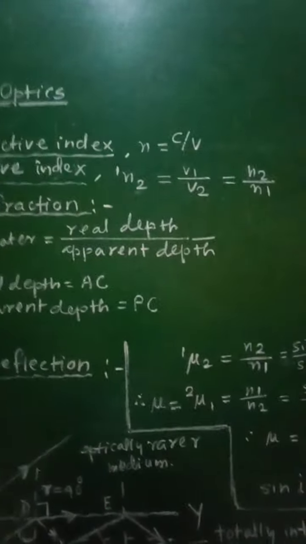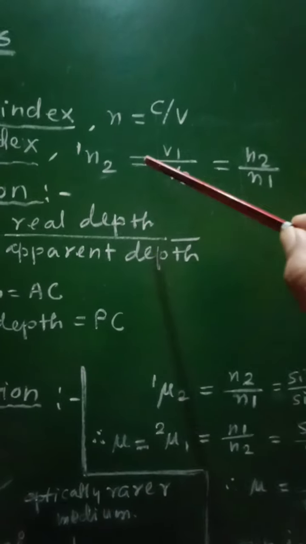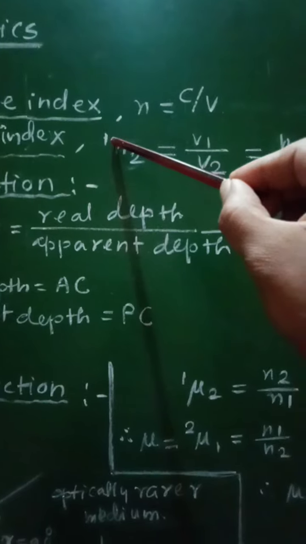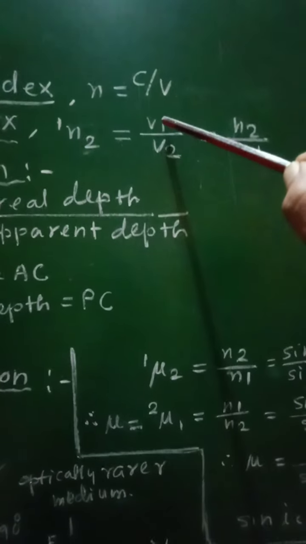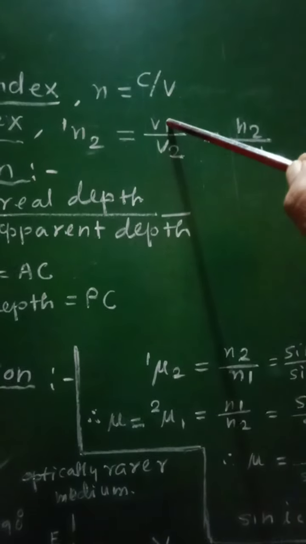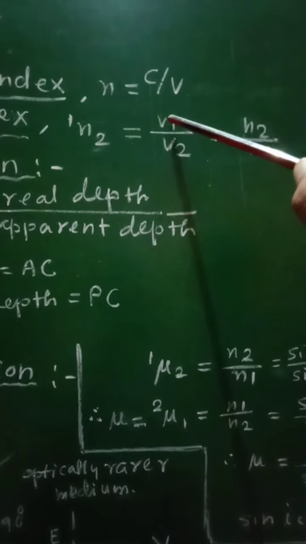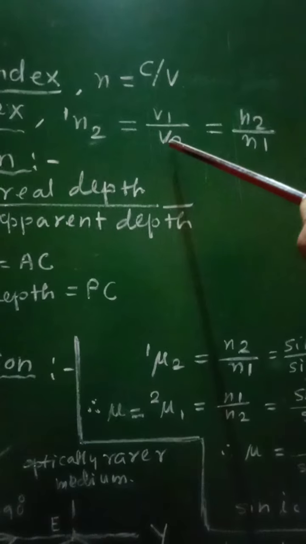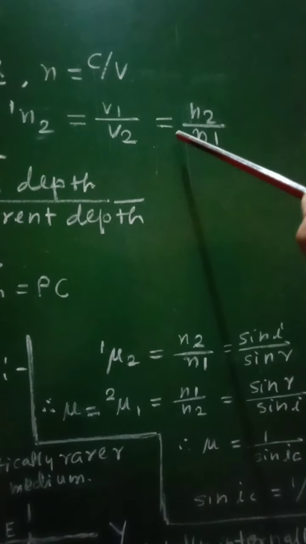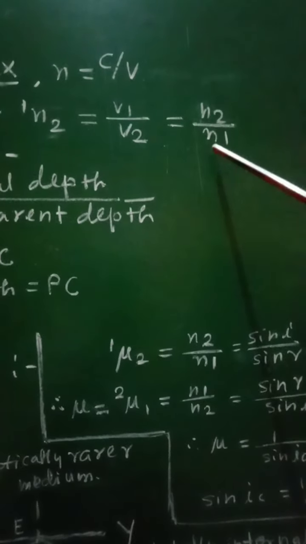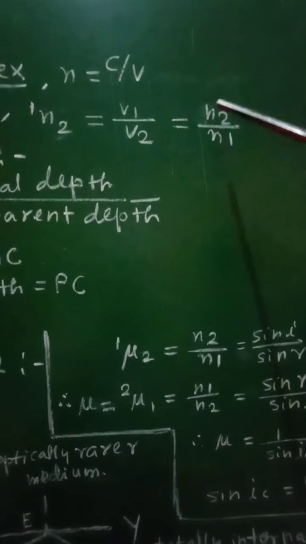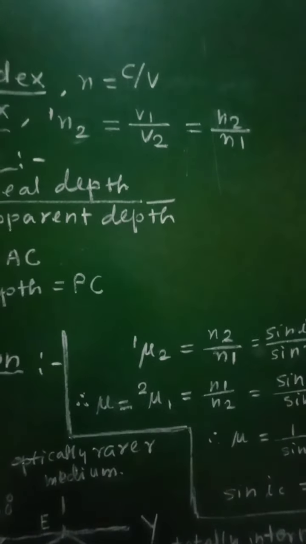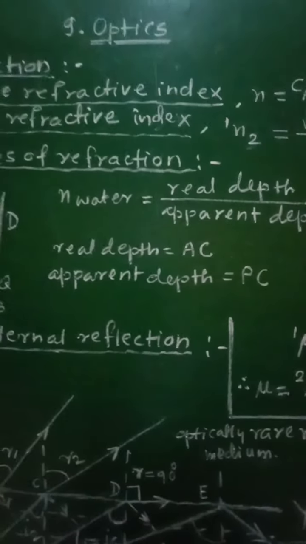It will be given by the formula: refractive index of medium 2 with respect to medium 1 will be equal to v1 upon v2, where v1 is the speed of light in the first medium and v2 is the speed of light in the second medium. That will be equal to n2 upon n1, where n2 is the refractive index of the second medium and n1 is the refractive index of the first medium.